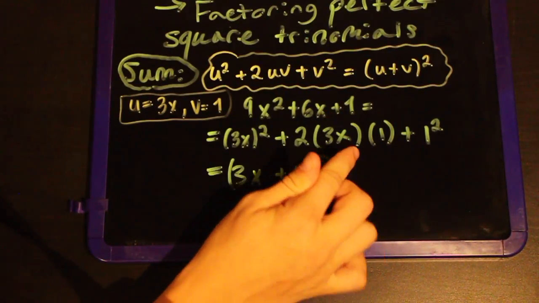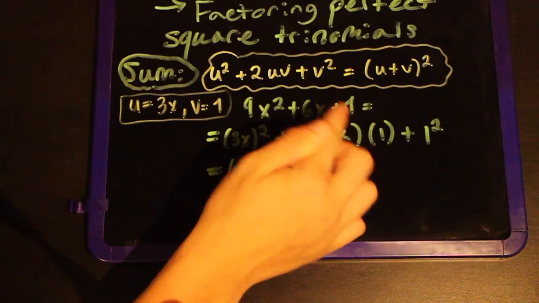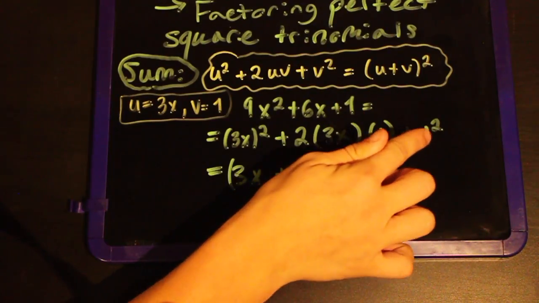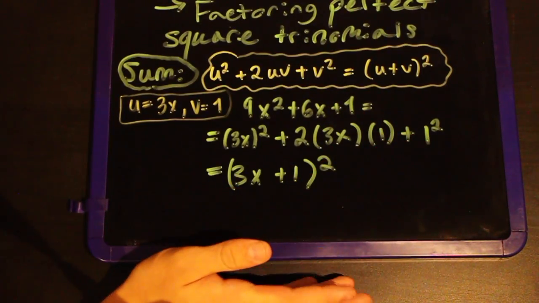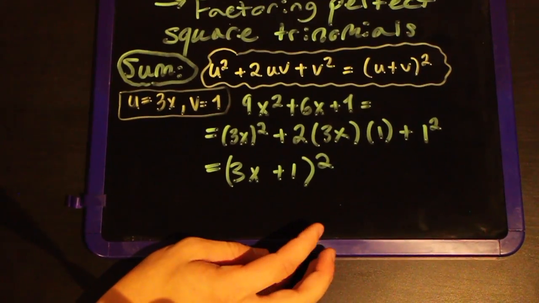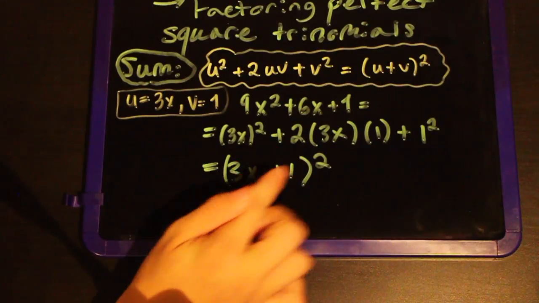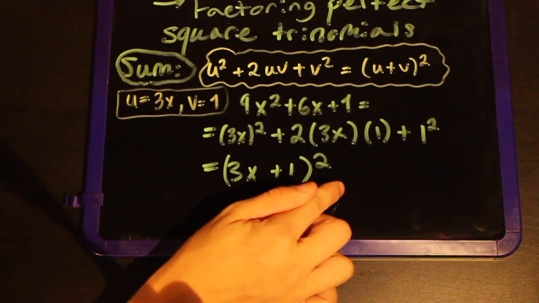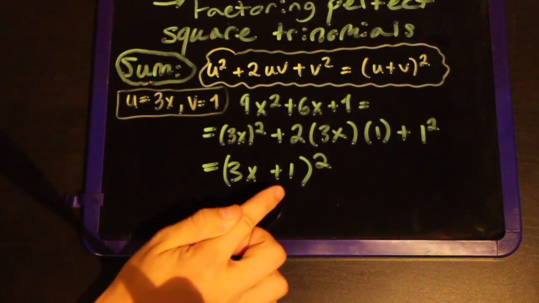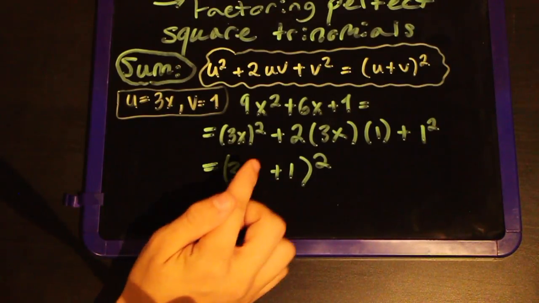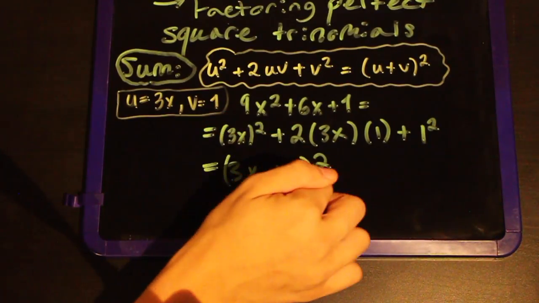And then we already know our v is equal to 1, so we're just going to have plus 1 squared on the end here. And when we simplify all of this, we're going to just take (3x plus 1) squared to put it into this format down here because we know our u is 3x and our v is 1. We're just putting that in parentheses and squaring it.